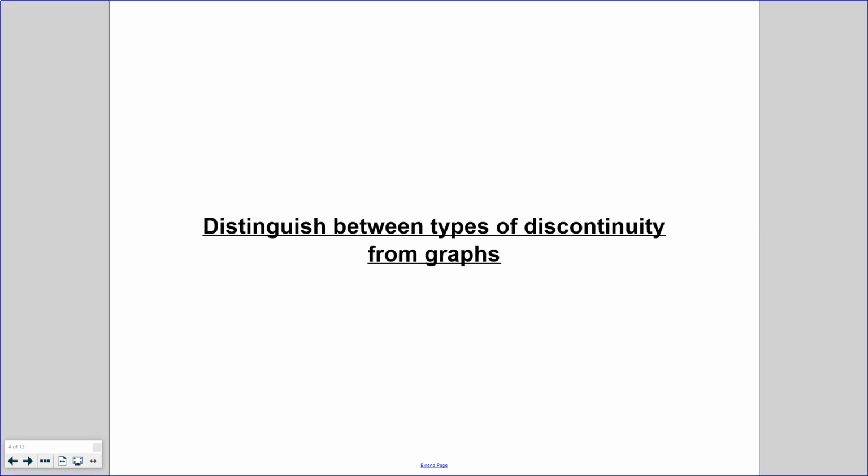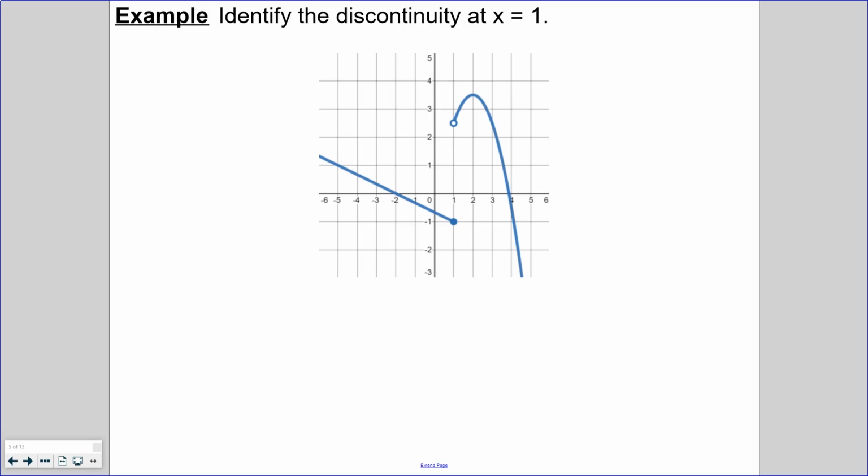Alright, so now we're going to be given a bunch of graphs, and we're going to be asked to identify what type of discontinuity we are seeing in the graph. So for our first example, we want to identify the discontinuity at x equals 1. First thing I'm going to do is draw that imaginary vertical line at x equals 1, so we know where we are talking about. And as we can see, there is a jump in y values between these two particular functions. So that means that this would be a jump discontinuity.